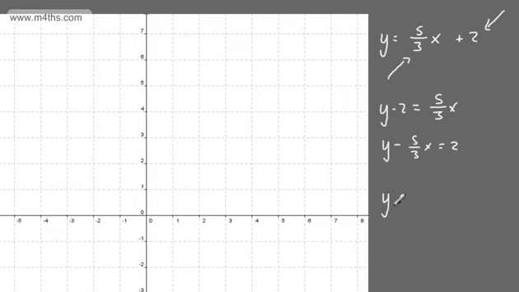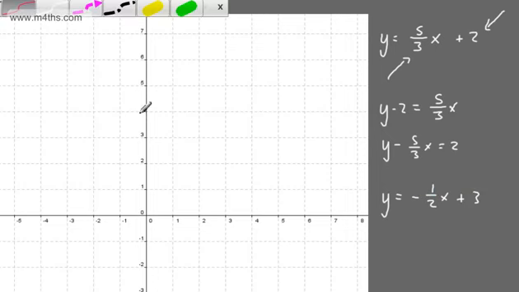Let's look now at y is equal to minus 1/2 x plus 3. Gradient of minus 1/2. So this is going to go down 1 for every 2 it goes across, and it's going to go through the point now here at 0, 3. So if I wanted to plot this one, now it's going to go through the point here. This is the y-intercept, and this is going to go down 1 for every 2 it goes across.